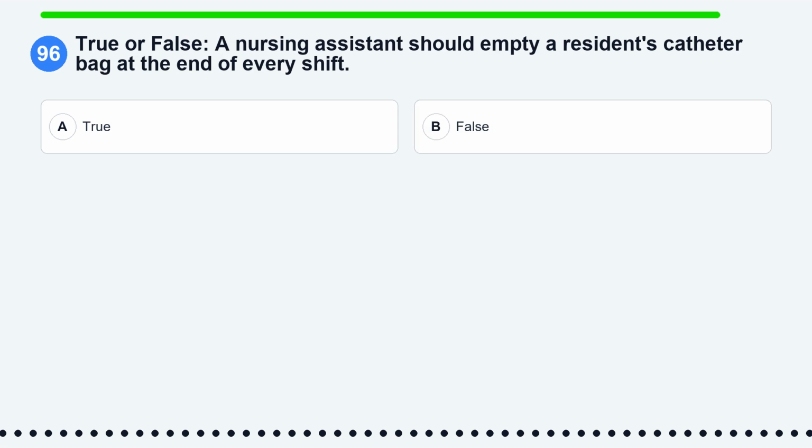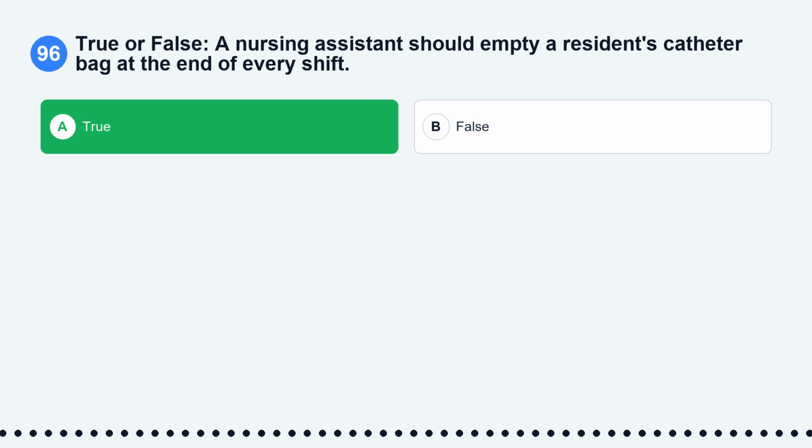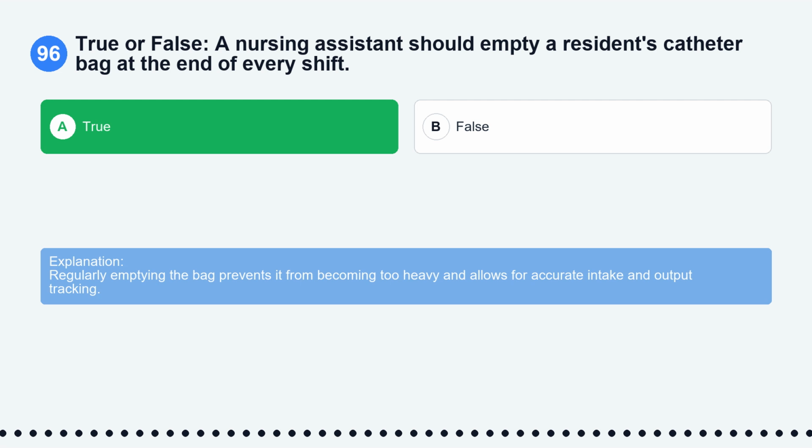Question 96. True or false, a nursing assistant should empty a resident's catheter bag at the end of every shift? Option A, true. Option B, false. The correct answer is option A, true. Regularly emptying the bag prevents it from becoming too heavy and allows for accurate intake and output tracking.